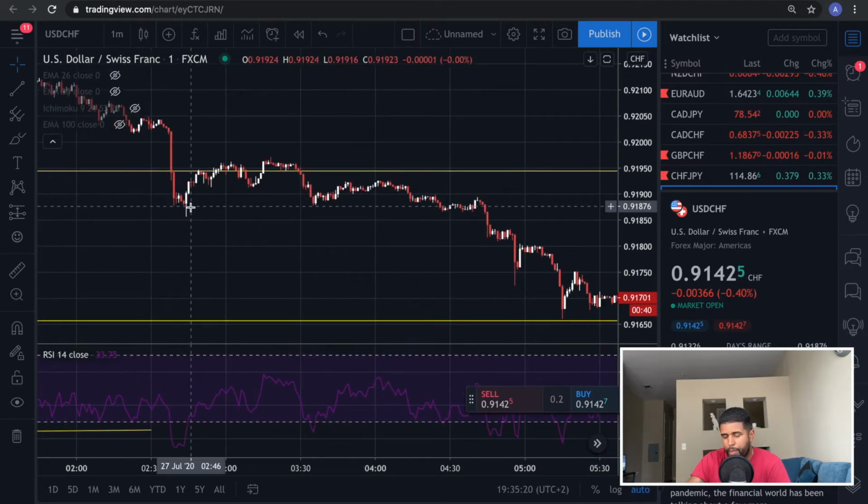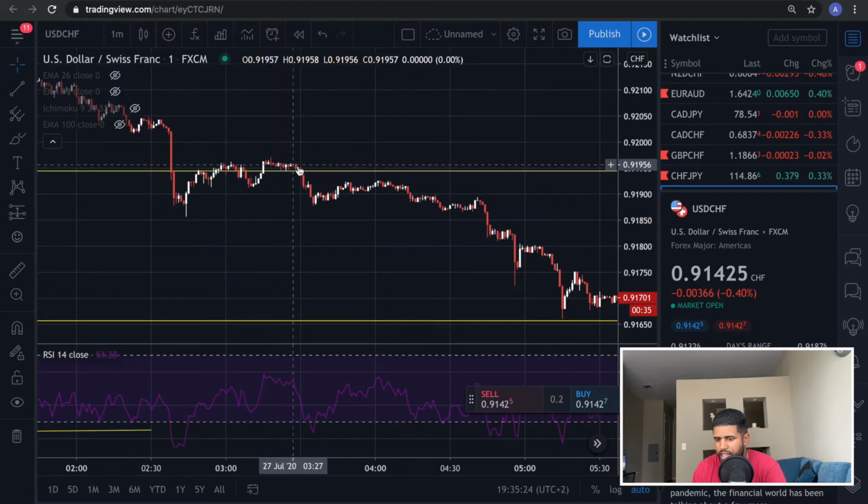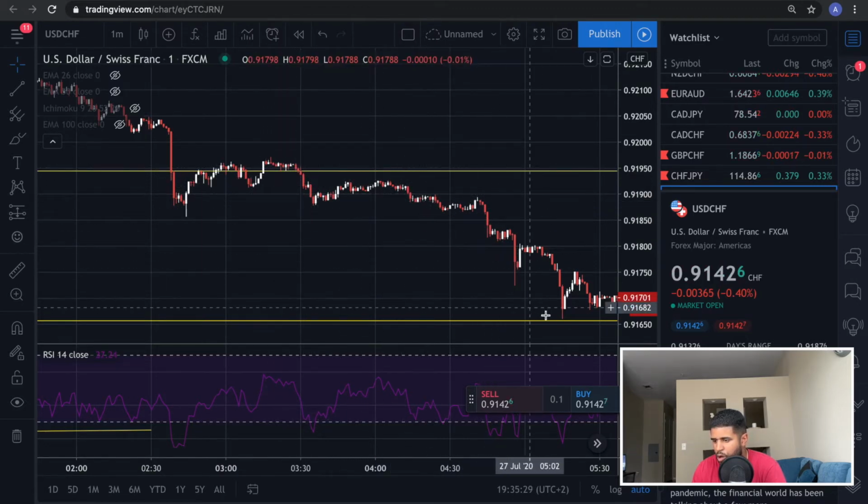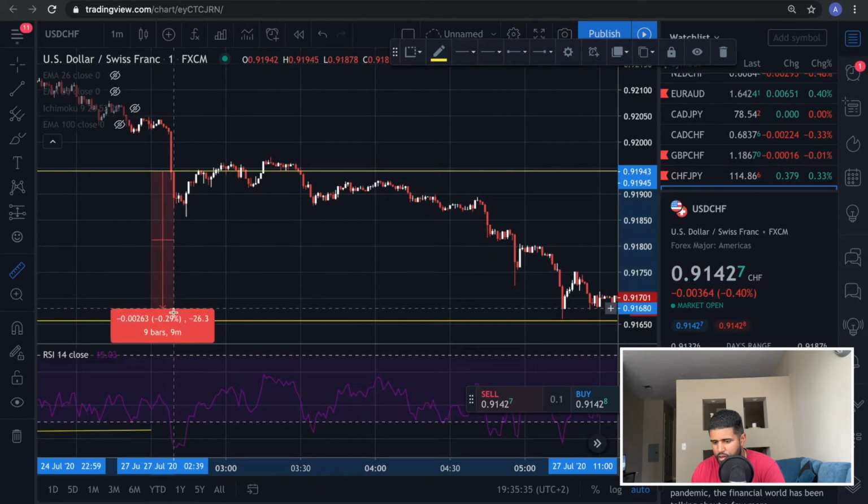And it went past that, right? Then it came back up, consolidated, consolidated, consolidated. But look at this, bam, comes all the way down. Let me get my ruler. Look at that. From here to here is 28 pips.